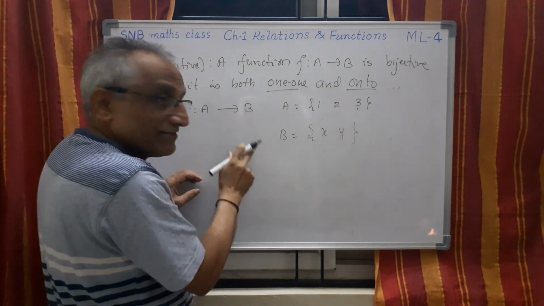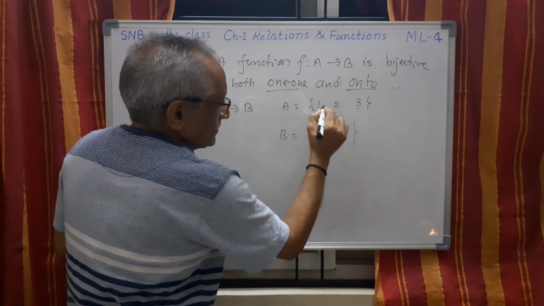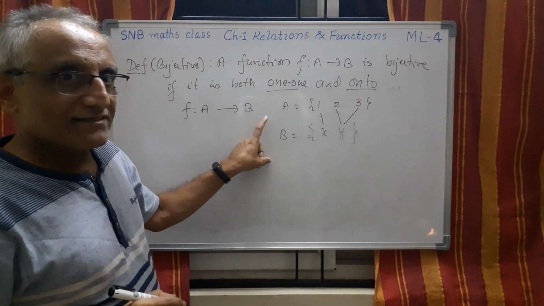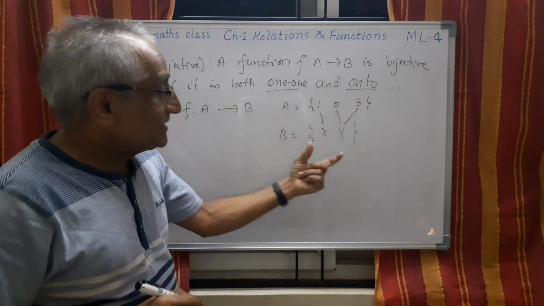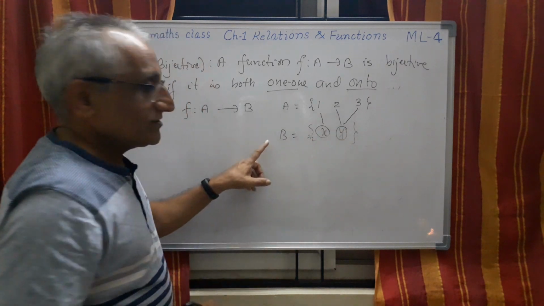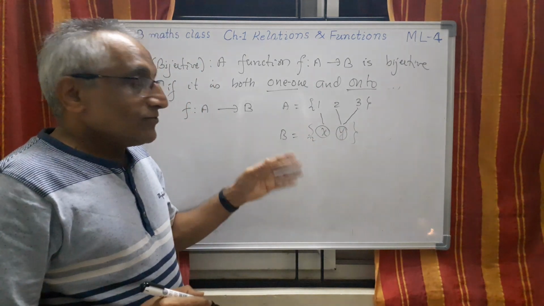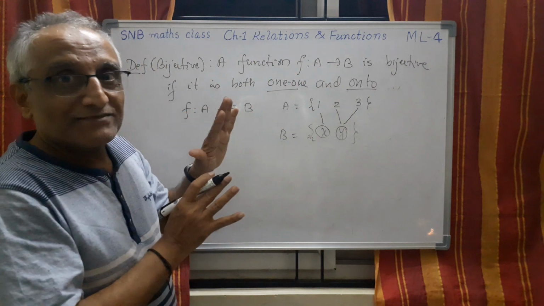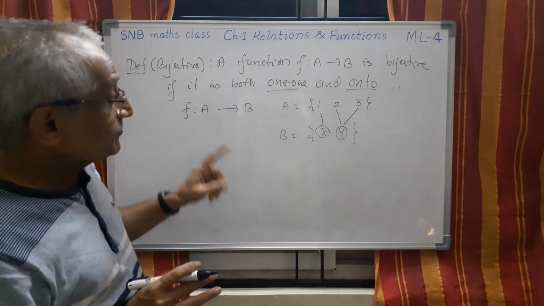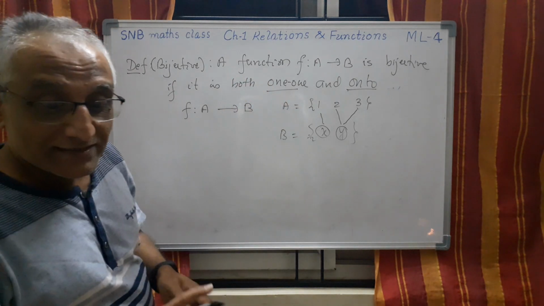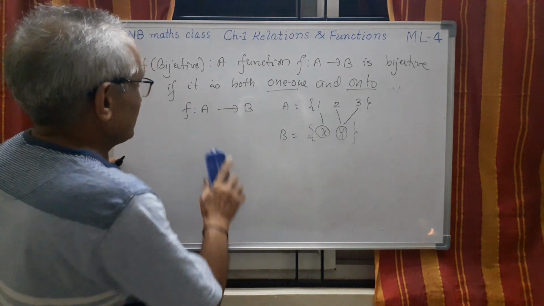Then you can make a function. For example, 1 goes to x, 2 goes to y, 3 also goes to y. Still it is a function, but it is not 1-1. It is onto, because every element here is an image. So you can make it onto or you can make it 1-1 under different conditions. But when you want both 1-1 and onto, both finite sets should have the same number of elements. Then only we can make it.